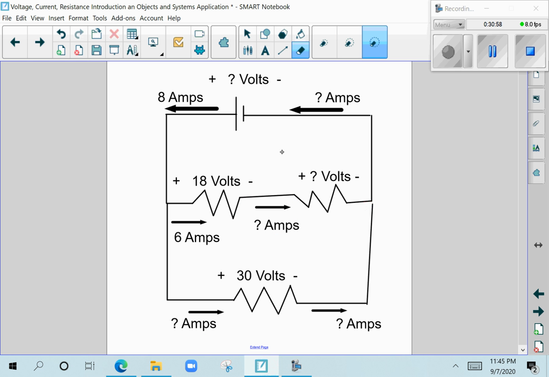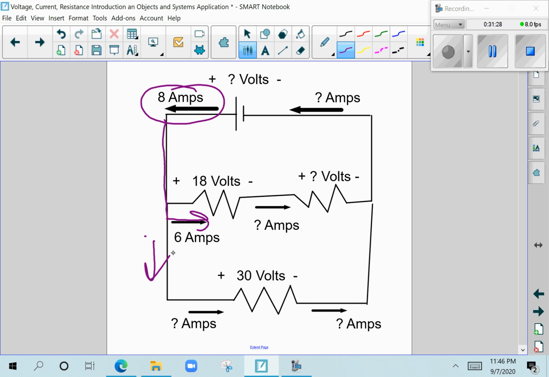But the truth is we already know everything that we need to just by using our business model. The bottom line is 8 trucks are leaving, 8 amps. So 8 trucks are leaving every second, if you will. They're traveling down this line and 6 go this way. Well, out of 8, 6 go along this line. How many have to go this way? And that would be 2 amps, because the amperages have to add up to the total. So this must be 2 amps coming in, and we're not going to destroy trucks.